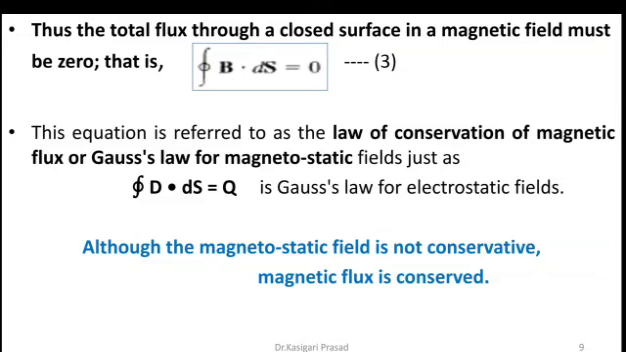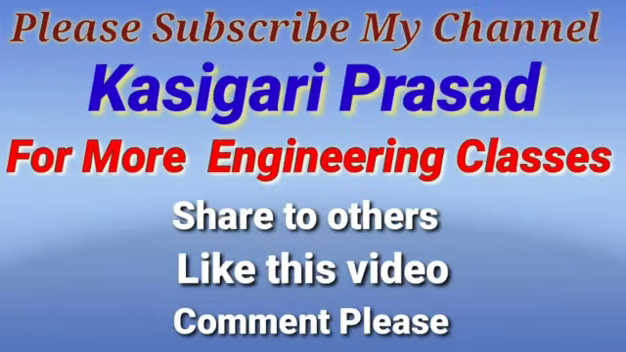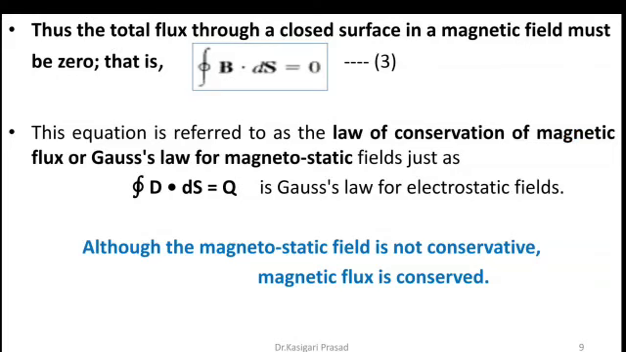This is our observation. In a closed surface, the total amount of magnetic flux, or the total flux through that closed surface, is equal to 0. That is, closed integral B dot ds is equal to 0. This equation is referred to as the law of conservation of magnetic flux or Gauss law for magnetostatic fields.